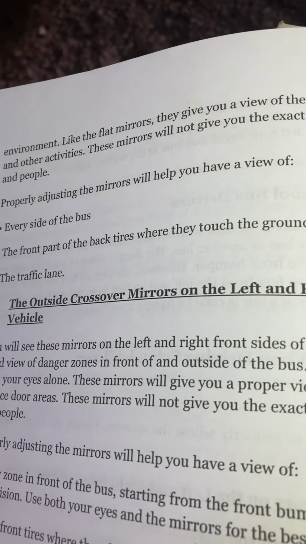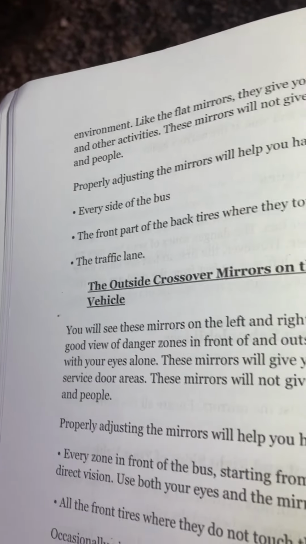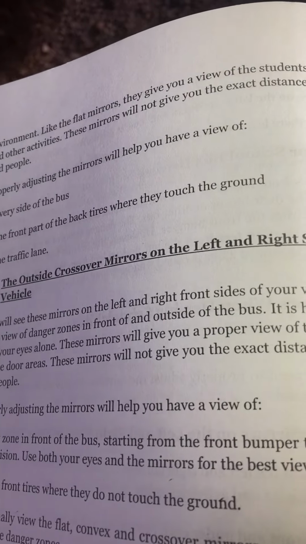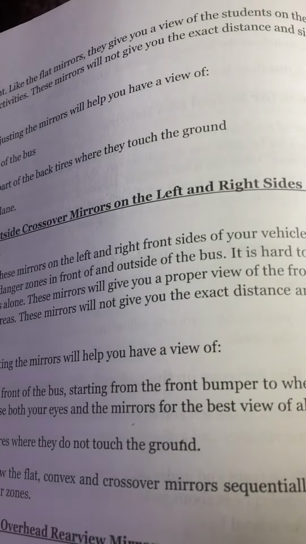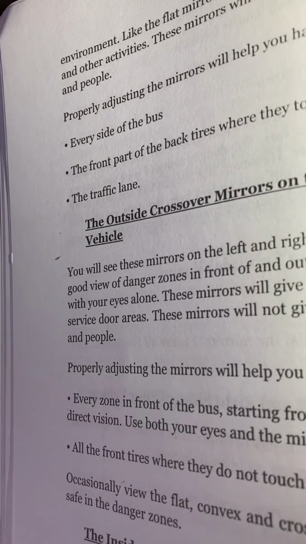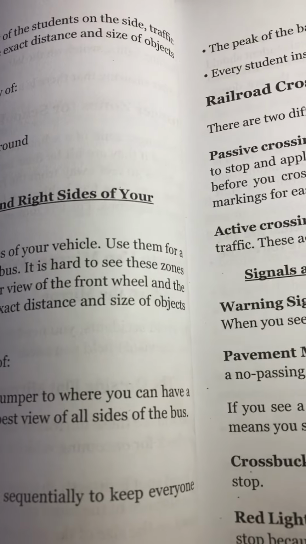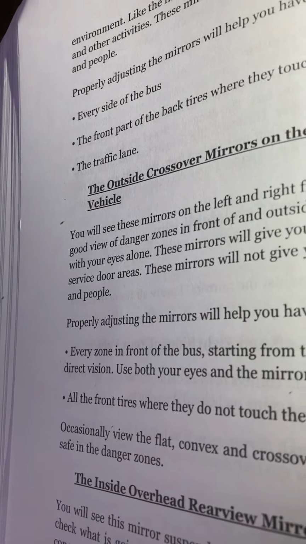The front part of the back tires where they touch the ground, the traffic lane. The outside crossover mirrors on the left and right sides of your vehicle. You will see these mirrors on the left and right front sides of your vehicle. Use them for a good view of danger zones in front of and outside of the bus. It is hard to see these zones with your eyes alone.